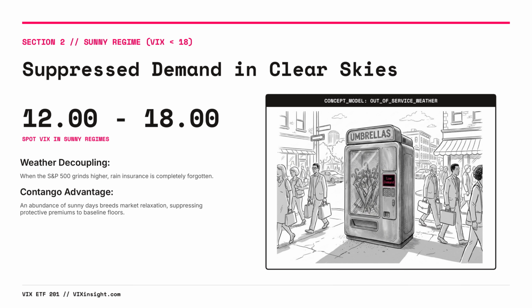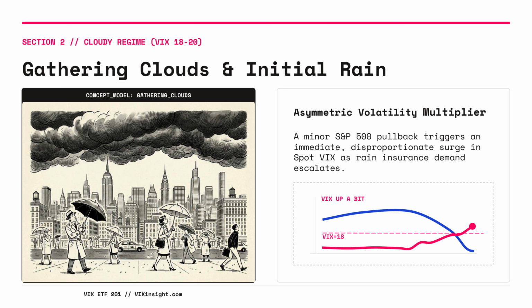When the S&P 500 has a long run of clear sunny days, people completely forget about rain. Nobody buys umbrellas, so the Spot VIX stays suppressed at low levels like 12 or 14. But then clouds start gathering. You can smell rain in the air. As the S&P 500 drops even a little bit, demand for protection rises, and the VIX moves up, usually on a much bigger percentage scale.